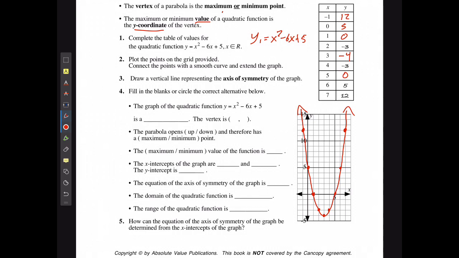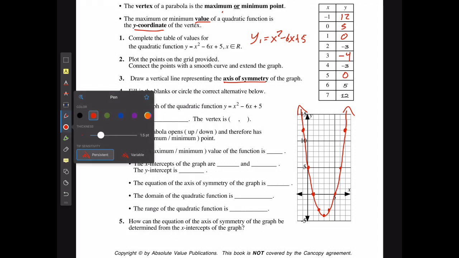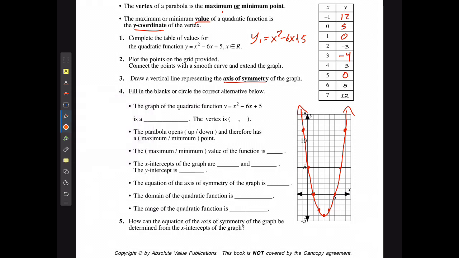We're going to draw a vertical line representing the axis of symmetry. So we're going to draw a vertical line through the vertex, or the lowest point. And we can see that the graph is exactly symmetrical on both sides. It's just one big reflection.